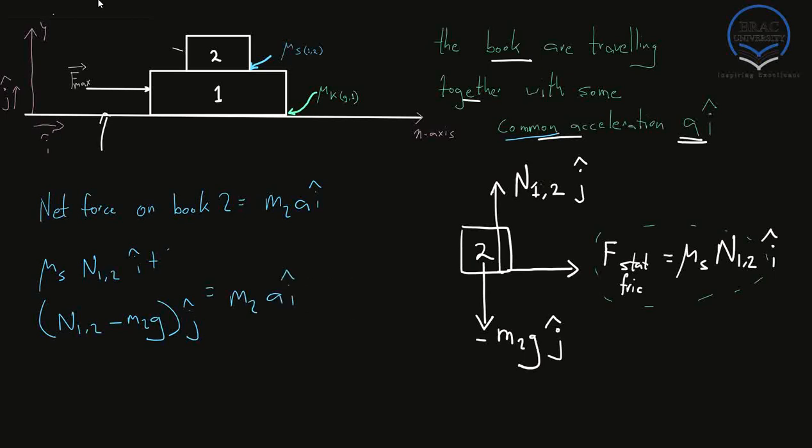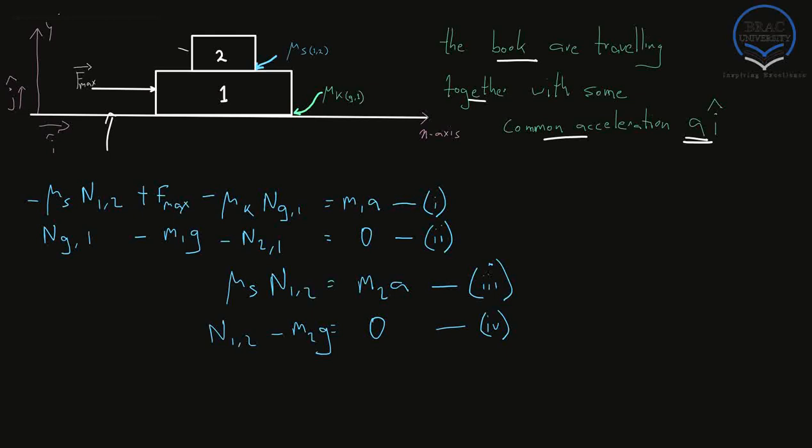If you compare the i and j components in this equation, you can come across these two scalar equations. You have mu_s n_1,2 equal to m2a. Call this equation 3. And n_1,2 minus m2g equal to 0. Call that equation 4. So altogether, now we have these 4 equations.